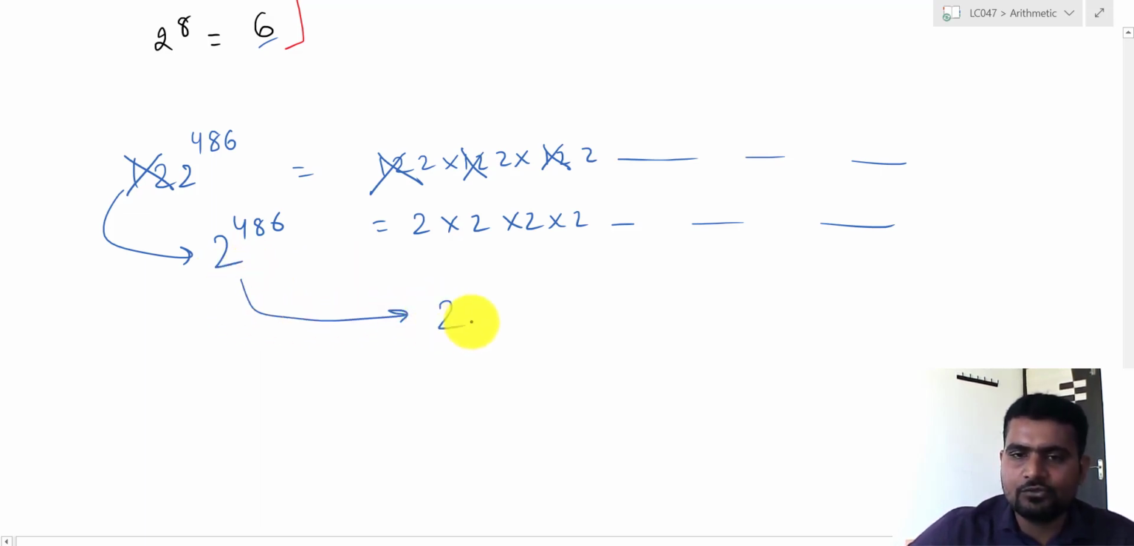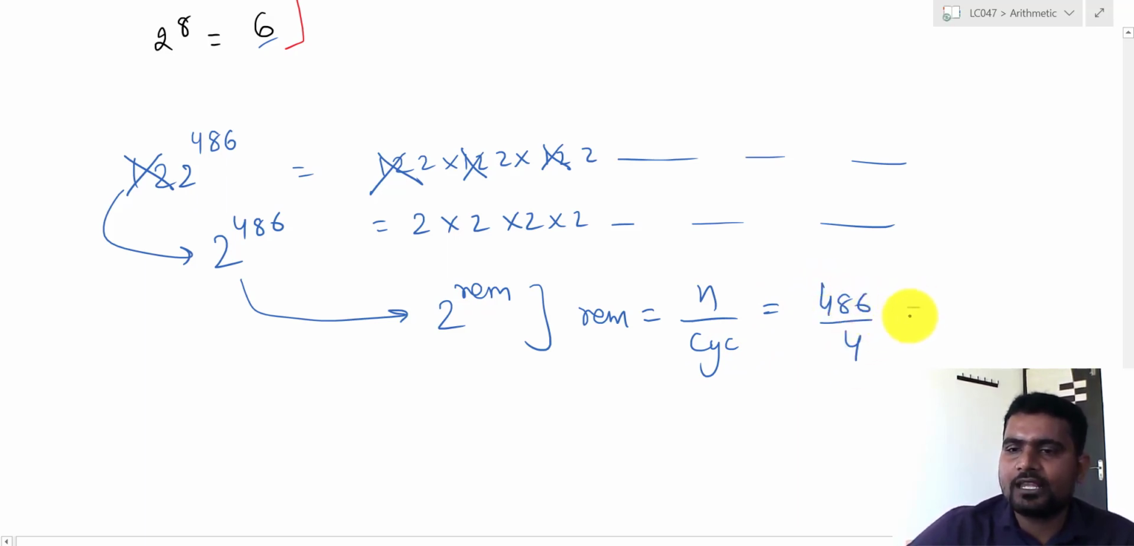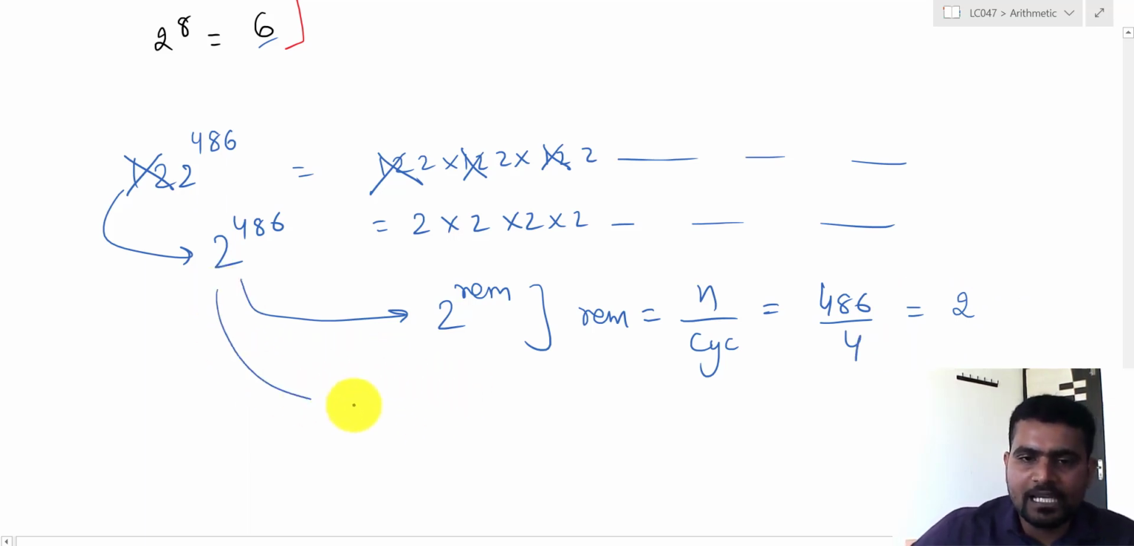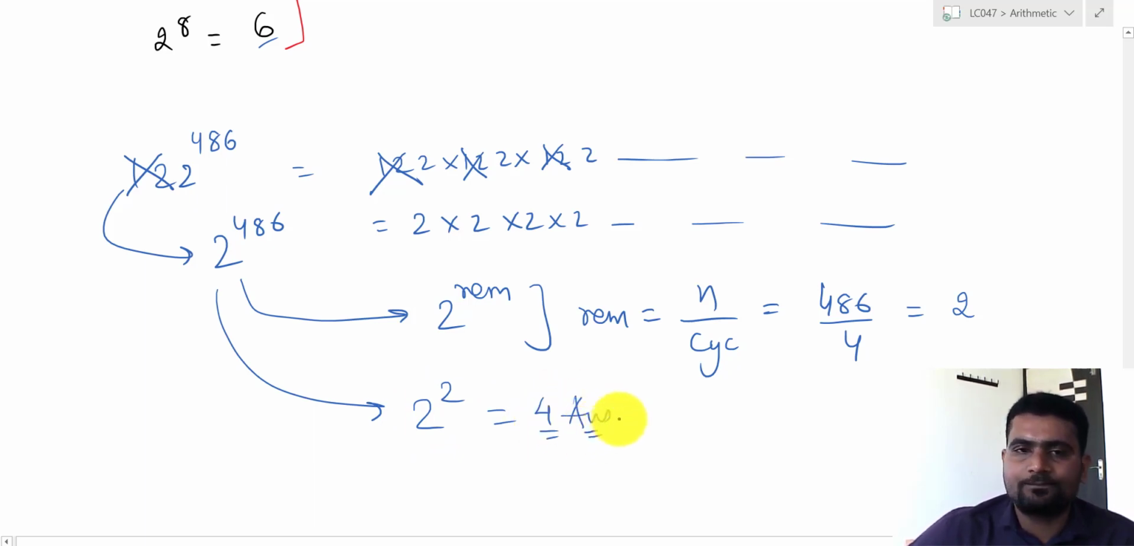So for 2 raised to power 486, you have to find the unit digit. It will be the same as 2 raised to power remainder, where the remainder is what you get when the number is divided by the cyclicity. The number is 486 and the cyclicity is 4. So what is the remainder? 2. If the remainder is 2, it will have the same unit digit as 2 squared, that is 4. So the unit digit will be 4. That will be the answer. Questions like that will be asked in exams like GRE and GMAT.